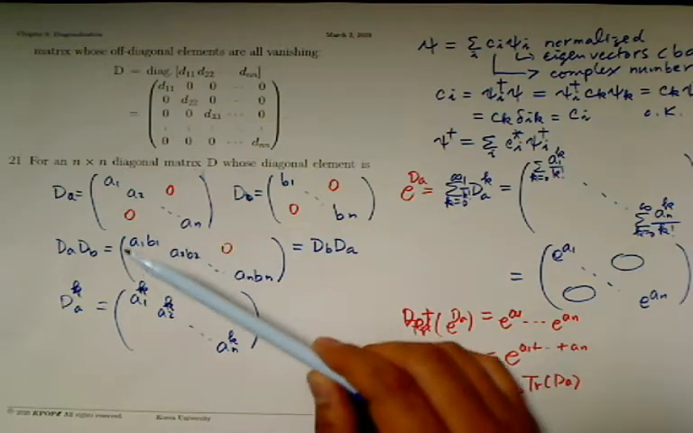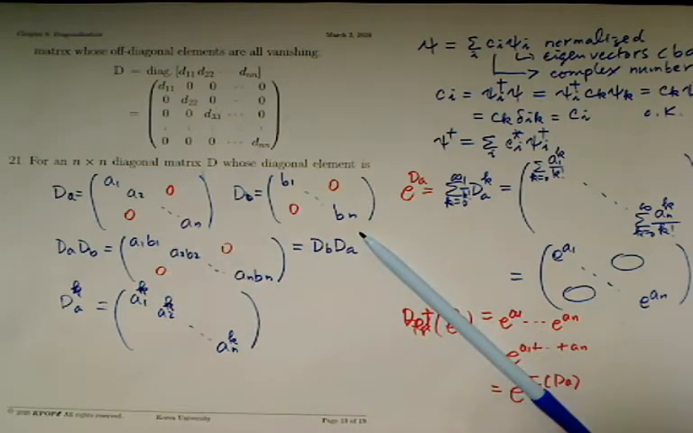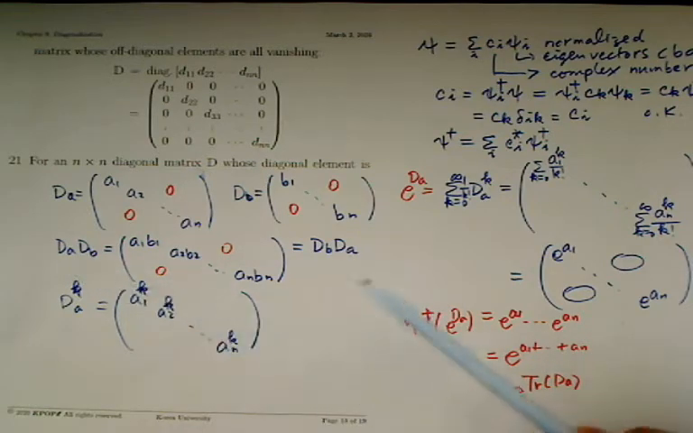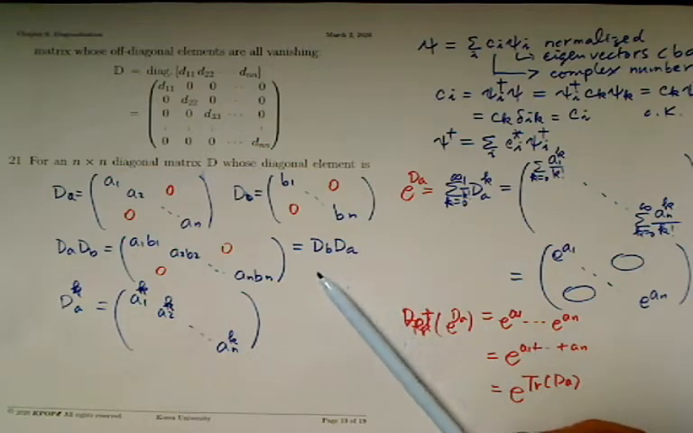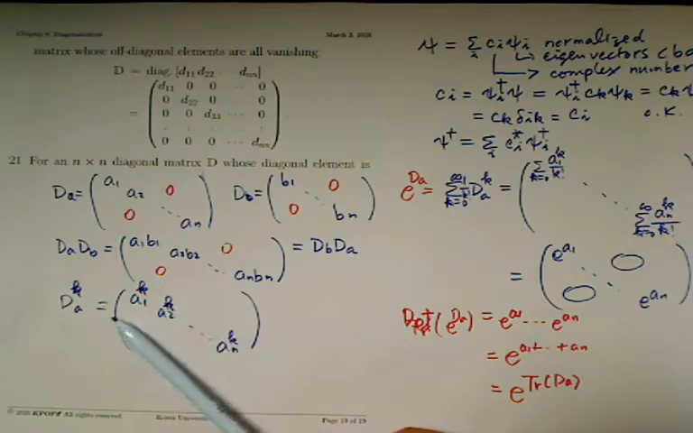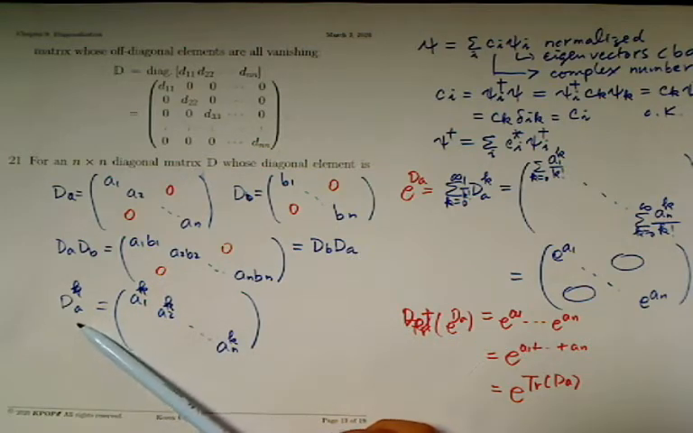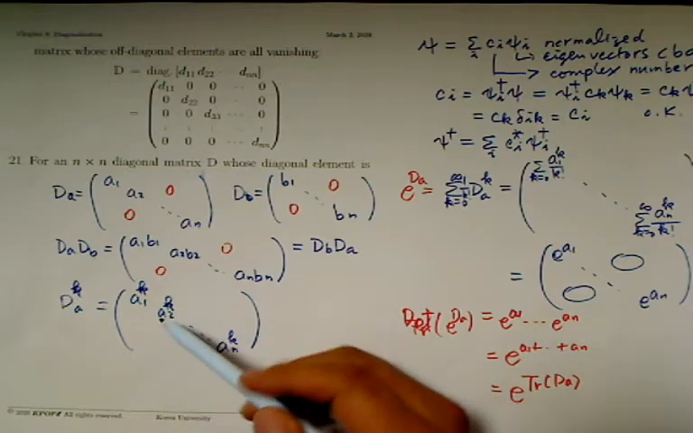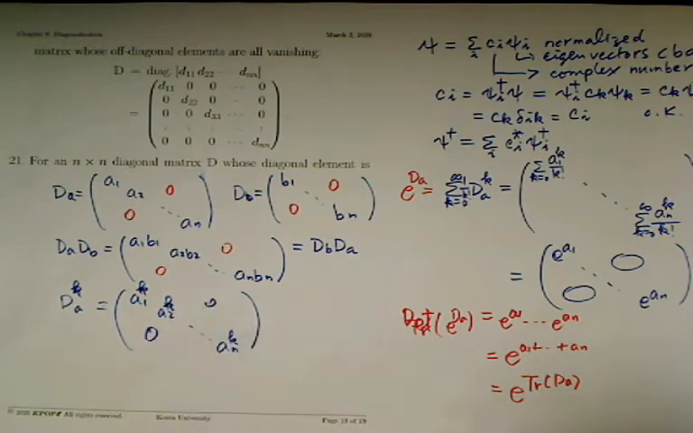Because the product of two numbers is commutative, the diagonal matrix product dA dB must be the same as dB dA. In the same manner, we can generalize this to find the powers of a diagonal matrix: each element becomes a power of its own element, and still the off-diagonal elements are all vanishing.